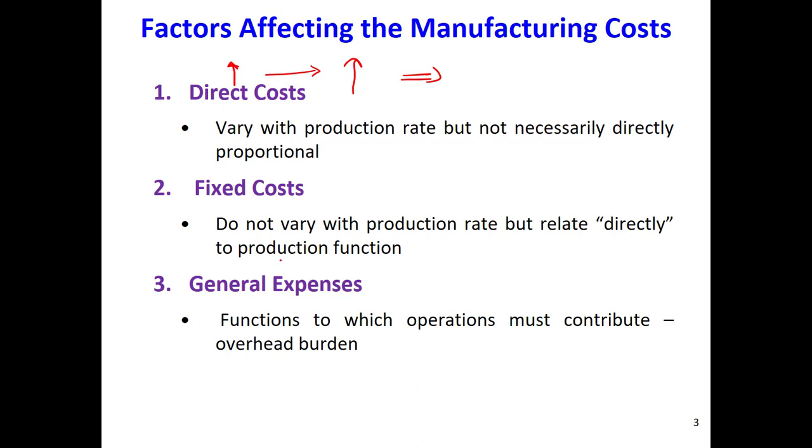Then we have fixed costs. Fixed costs don't change with the production rate. It can be, let's say, the taxes, the insurances, the construction costs, the offices that you need to build. The offices usually don't depend on the production rate. If you need one manager for one section, one division, that does not depend on the production rate. So fixed costs don't vary with production rate.